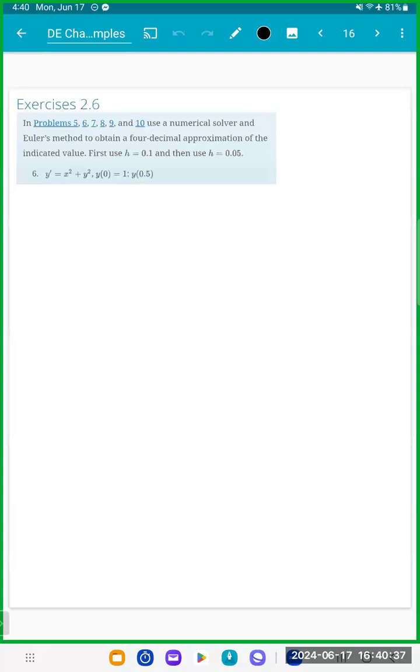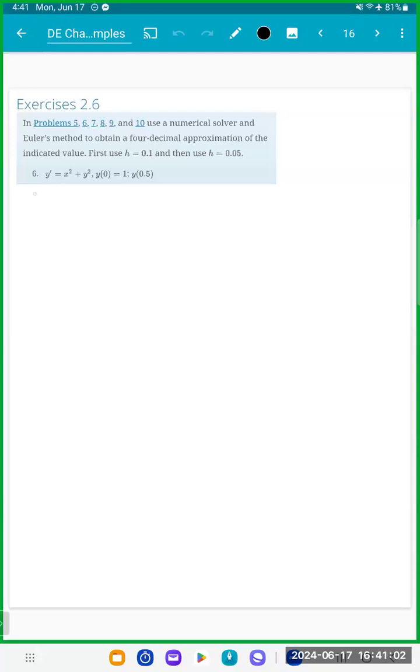Next problem. This is out of 2.6. And there's a couple of problems like this one. What I am going to do is work through a few of the calculations, not every single one of the calculations for this problem, but I do want to work through a couple of them to make sure that you understand how to use Euler's method to get these calculations.